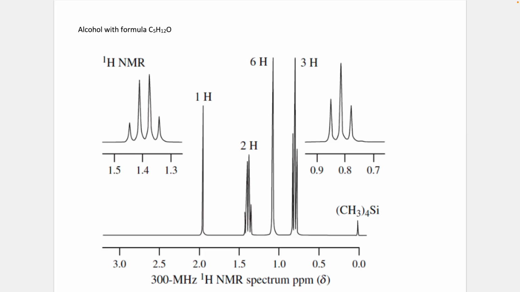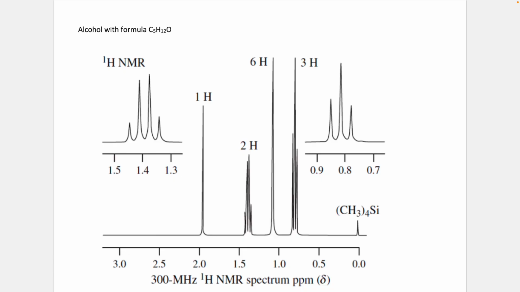And some of these are split signals, so it's giving us insets of that. The one at 1.4 is clearly a quartet. It's shown over here on the left side in its own box. And you can tell it's a quartet because it's got 4 peaks in a 1 to 3 to 3 to 1 ratio. Then at the 0.8 or so part per million region, there's a triplet. And you can tell it's a triplet because there's 3 peaks. They're in a 1 to 3 to 1 ratio. And then we've got a singlet at just about 1.9 or so, and a singlet at 1.1, which is 6.